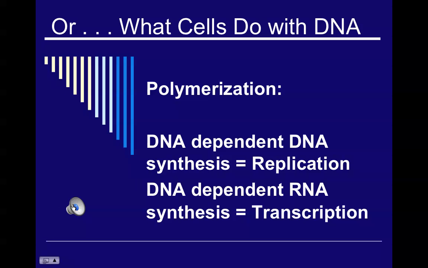The first mechanism is replication, or what do cells do with DNA? Polymerization of DNA is an important process that a cell must do to generate the next generation or a copy of its hereditary material to pass along in cell replication. We describe replication as DNA-dependent DNA synthesis. In other words, we're going to have an original DNA template from which we can copy another piece of DNA. That's replication.